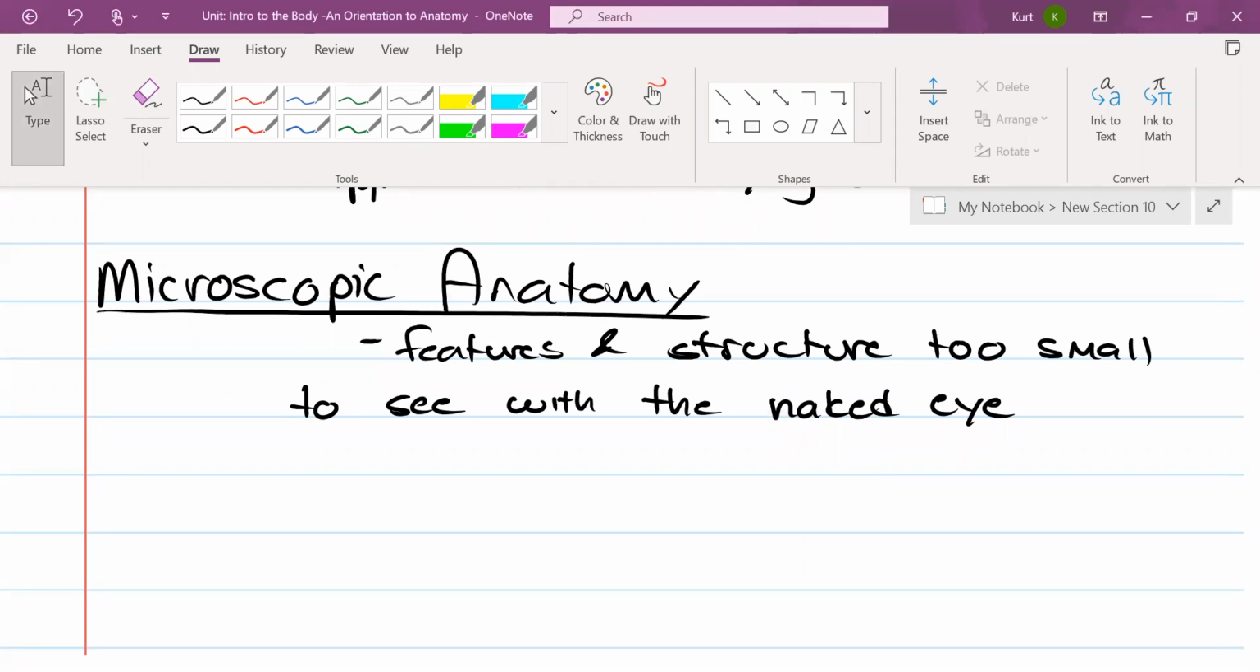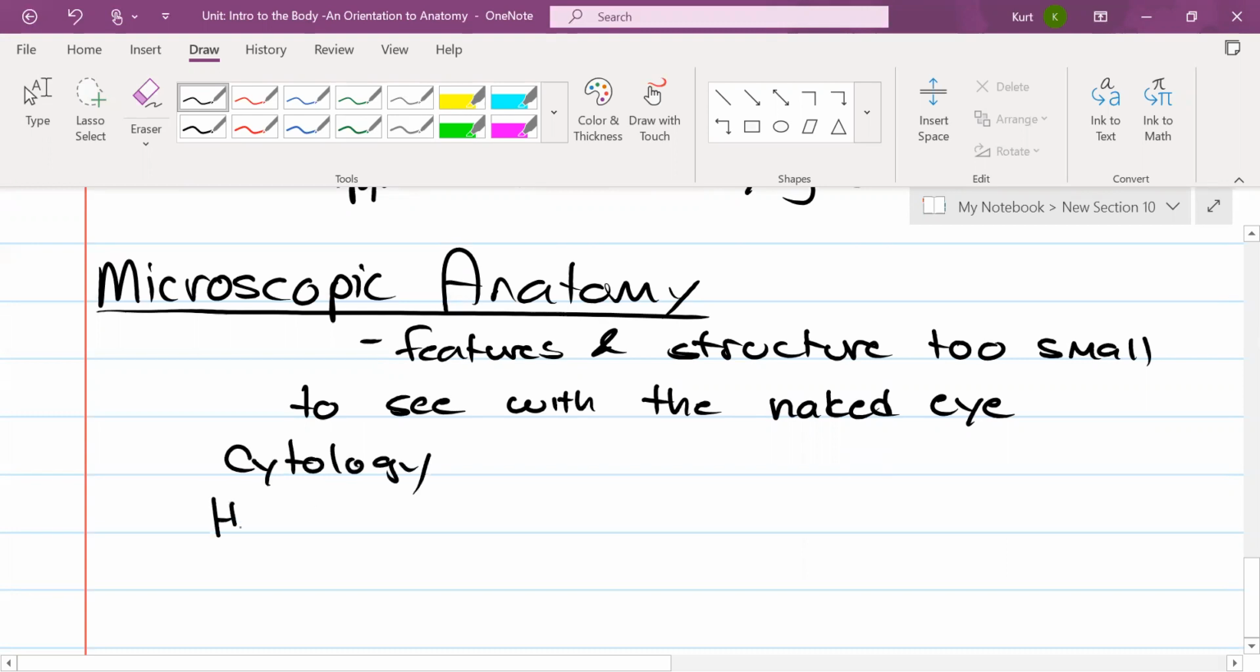The areas of biology where you would actually have to have microscopic anatomy are going to be cytology and histology. Cytology is the study of cells. You all should know that ology means study of. Meteorology, geology, biology, ecology, so on and so on. This is the study of cells.